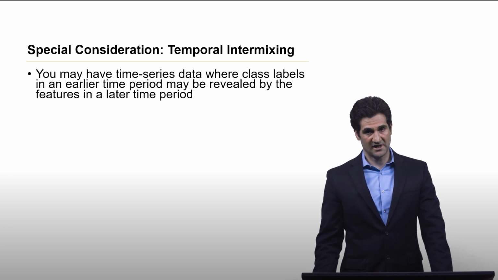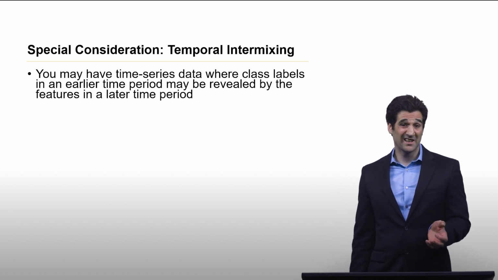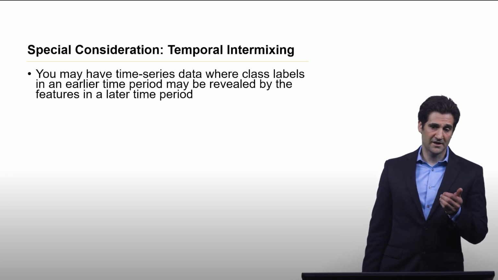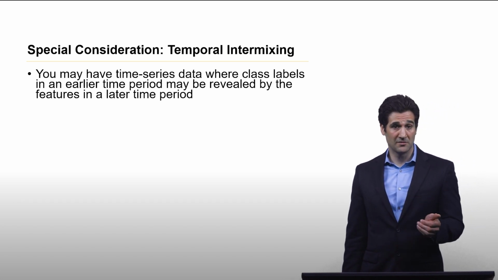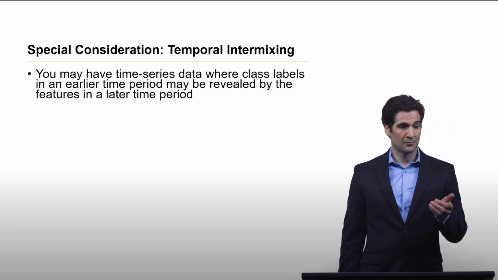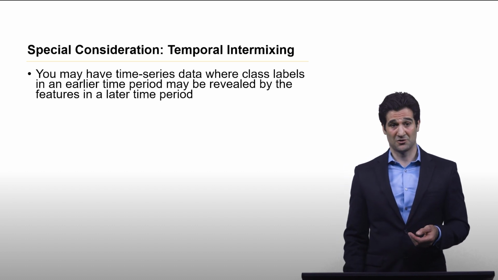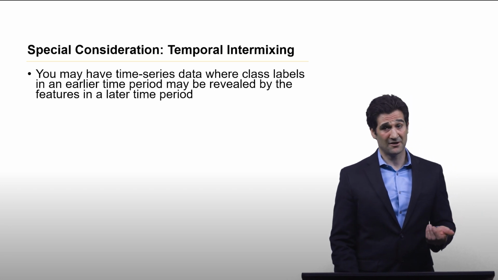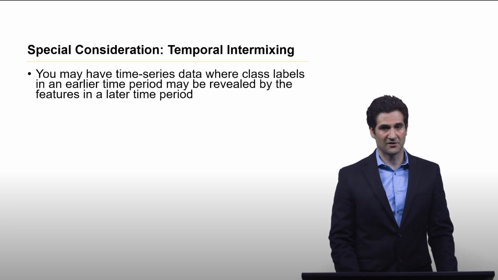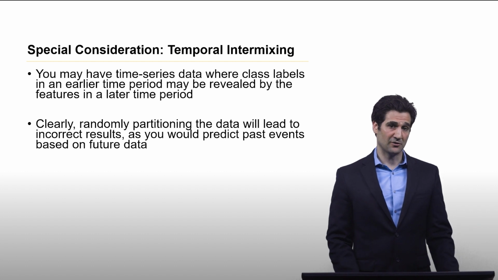Suppose I have time series data and the class labels in an earlier time period may contribute to features in a later time period. And so I don't want to randomly mix up the data in a partition because I could end up making predictions of things that occurred in the past based on future data. And of course, we'll end up having a model that fits really nicely but doesn't perform well in practice because you don't see into the future, obviously. So this is where random partitioning will fail.